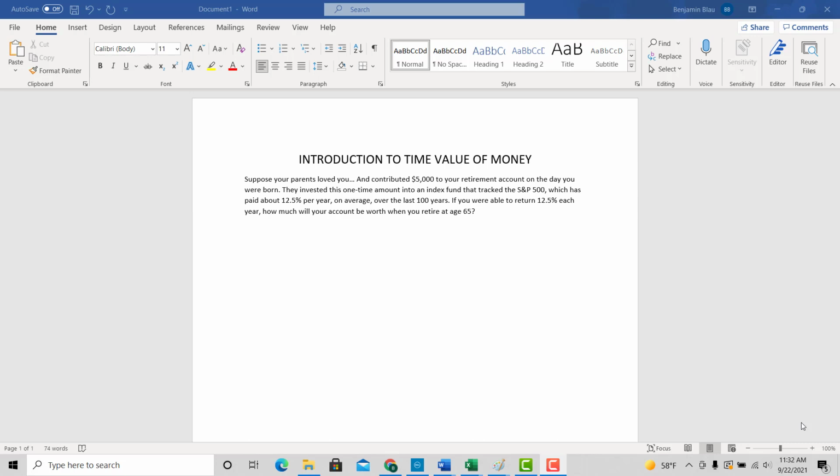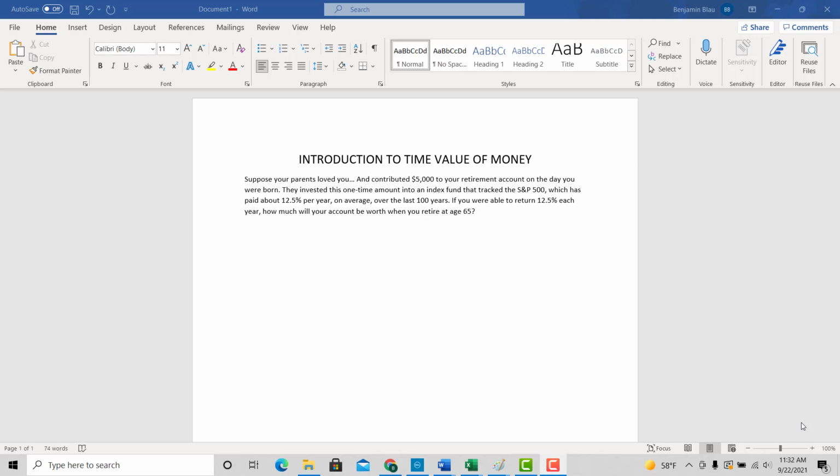The problem reads: suppose your parents loved you and they contributed $5,000 to your retirement account on the day you were born. They invested this one-time amount into an index fund that tracked the S&P 500, which has paid about 12.5% per year on average over the last 100 years. If you are able to return 12.5% each year, how much will your account be worth when you retire at the age of 65? So this is a pretty straightforward question.